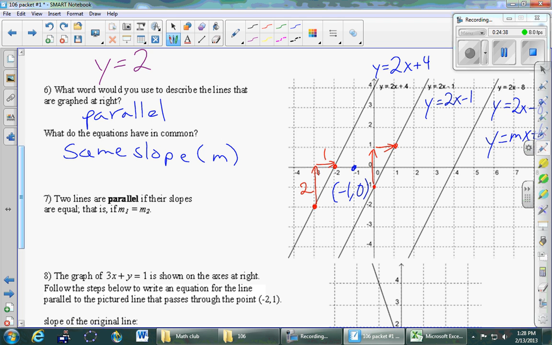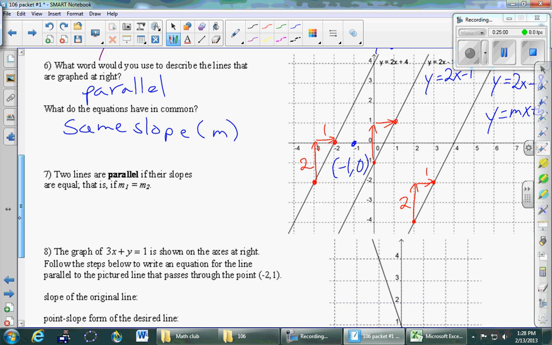And then we can play the same game over here. I'll pick a point way down here and another point. How much do we rise? 2, and we run 1. So the slope tells you everything about how inclined, how steep something is. And if it's the same slope, it's the same steepness. So they're parallel. So let's see what we can do with that knowledge.